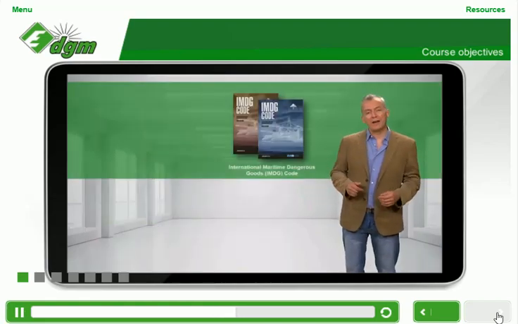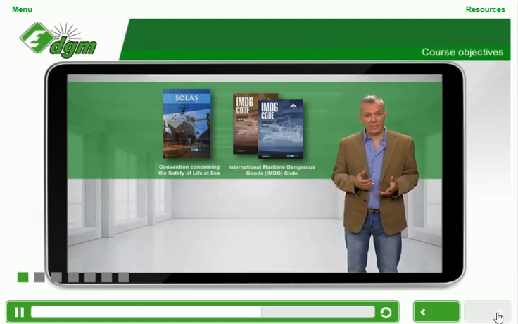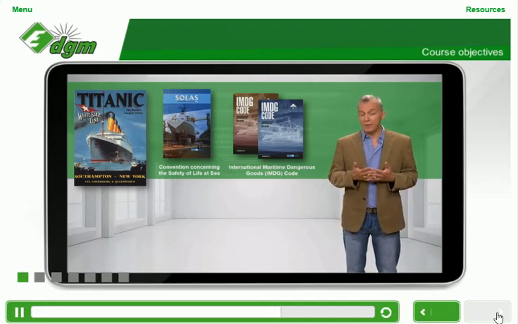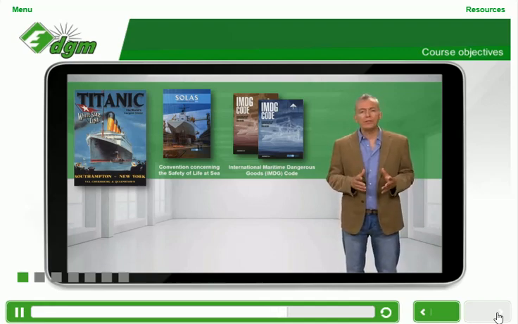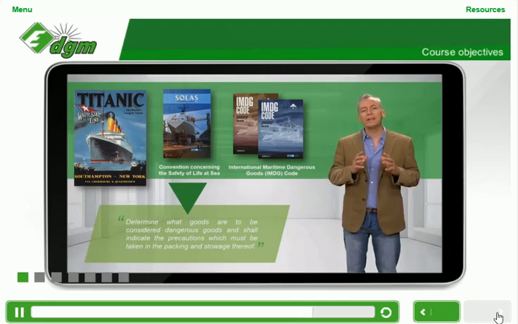The origin of the IMDG Code lies in the Convention Concerning the Safety of Life at Sea, SOLAS, which was the result of a conference called in 1914 as a reaction to the sinking of the Titanic. In that conference, concerns were raised and the need was discussed for a regulation covering safe transport of dangerous goods by sea in order to determine what goods are to be considered dangerous goods and shall indicate the precautions which must be taken in the packing and stowage thereof.